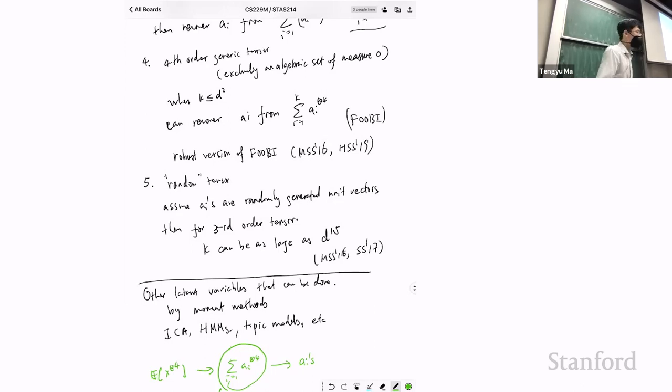Yeah, you can kind of think of the a_i's as the largest eigenvectors. Yes. You can roughly think of it like that, yes.